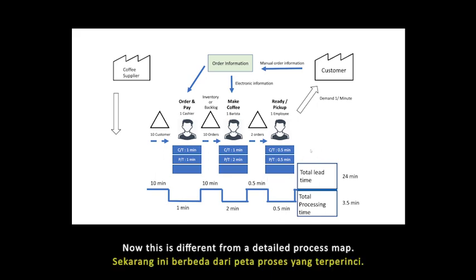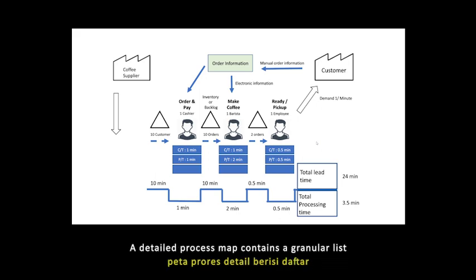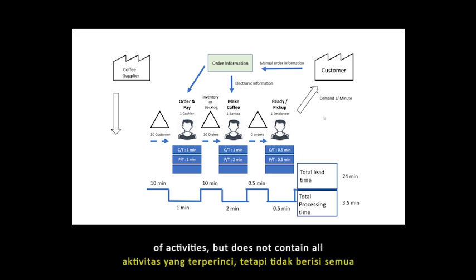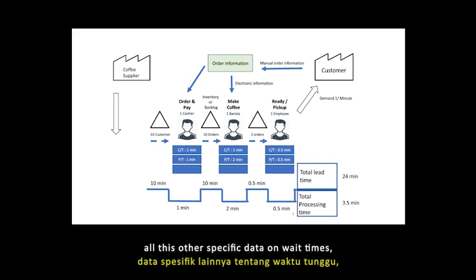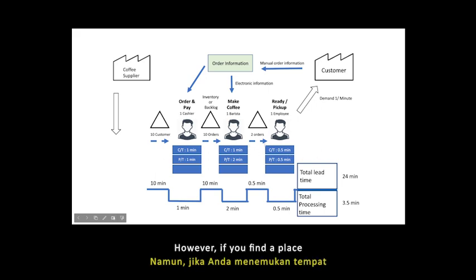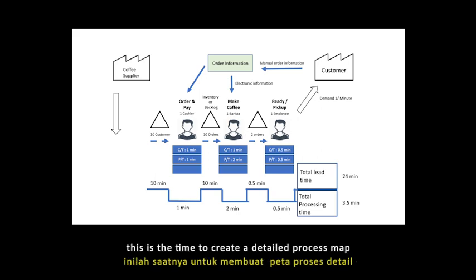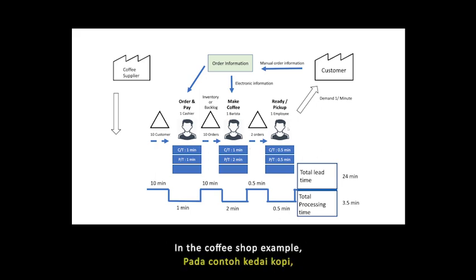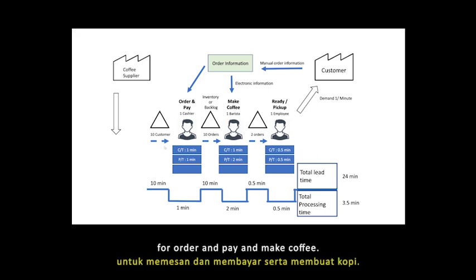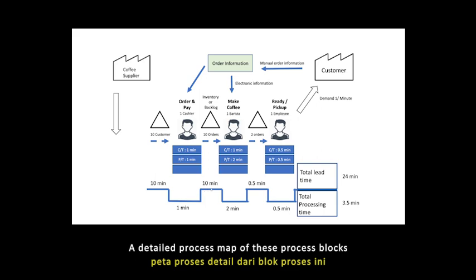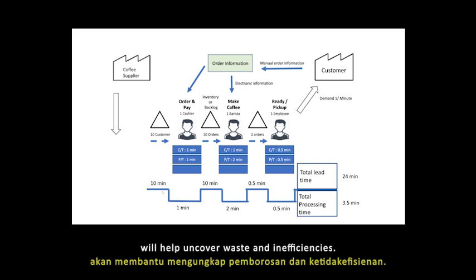Now, this is the difference from a detailed process map. A detailed process map contains a granular list of activities but does not contain all of this other specific data on wait times, number of customers, and so on. However, if you find a place in your value stream that requires a detailed look, this is the time to create a detailed process map for that particular process block. In the coffee shop, for example, we see there is a 10-minute wait time for order and pay and make coffee. A detailed process map of these process blocks will help uncover waste and inefficiencies.